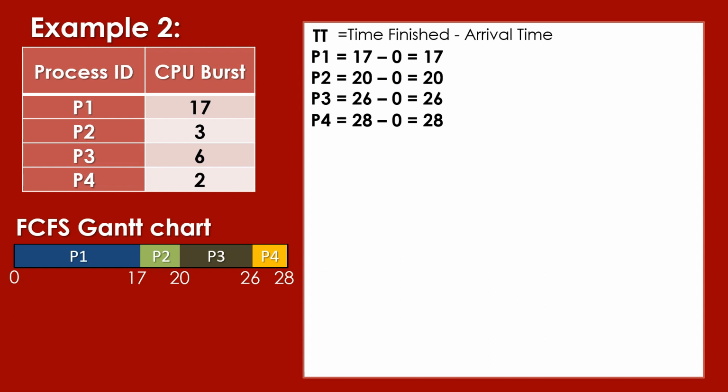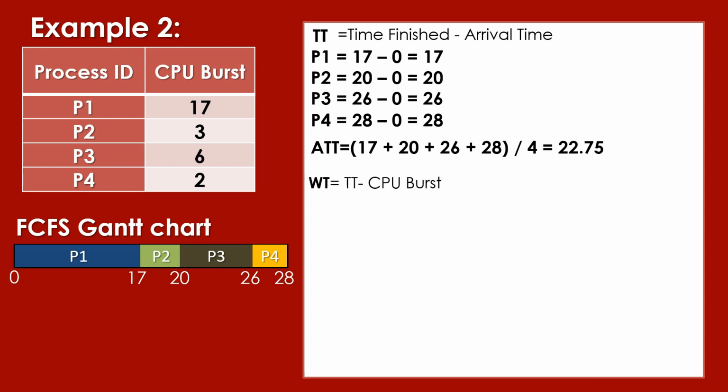So now guys, compute naman natin yung average turnaround time. So same dun sa example number 1, we're going to add all the computed turnaround times and divide by number of processes. So we have here 17 plus 20 plus 26 plus 28. Yun po yung mga na-compute natin na turnaround time. And the number of process, we have 4 processes, that is divided by 4, that is equal to 22.75.